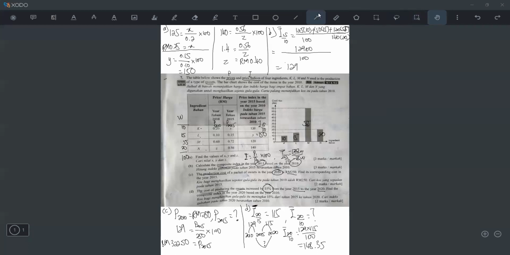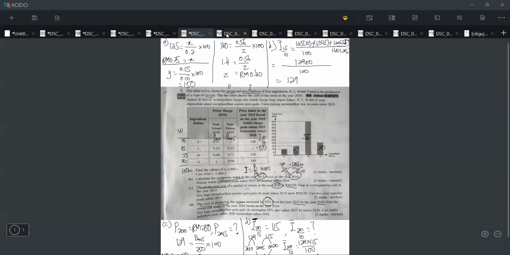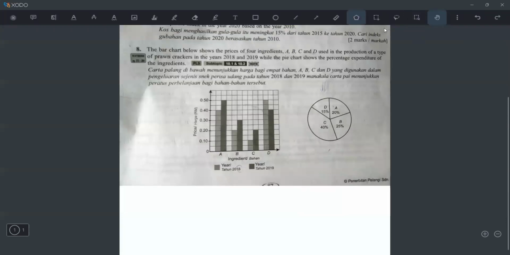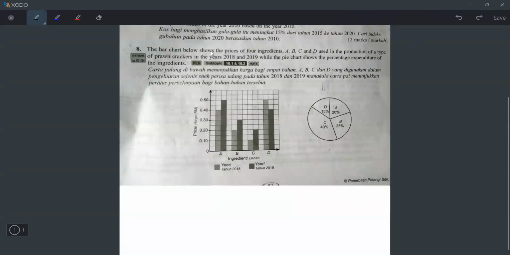Continue, class. So let's go to the next one, number 8. Let's read the question together. The bar chart below shows the price of ingredients A, B, C, D used in production of a type of prawn crackers in the year 2018 and 2019, while the pie chart. So they give you, oh, maksudnya this is not the weightage actually.